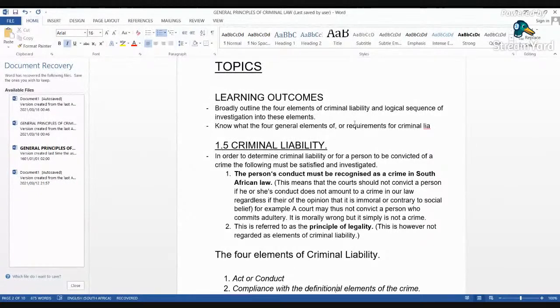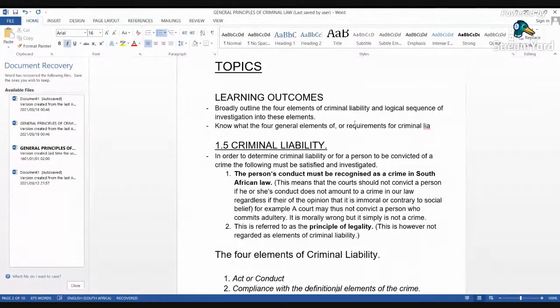So 1.5 will move on to criminal liability. In order to determine criminal liability, or for a person to be convicted of a crime, the following must be satisfied and investigated. Firstly, the person's conduct must be recognized as a crime in South African law. What we are saying is that for a person to be convicted of a crime, his conduct, the way he acted or the way he conducted himself, should be regarded as a crime in our law.